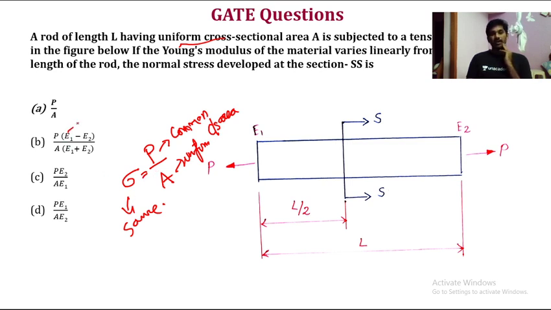There is no part of Young's modulus coming here. Don't worry about it. Whatever the length of the rod, whatever the property changes, the load applied will be common throughout the length. And if the area is uniform throughout the length, the stress will also be the same throughout the length. So stress is equal to load by area. This is your correct answer.